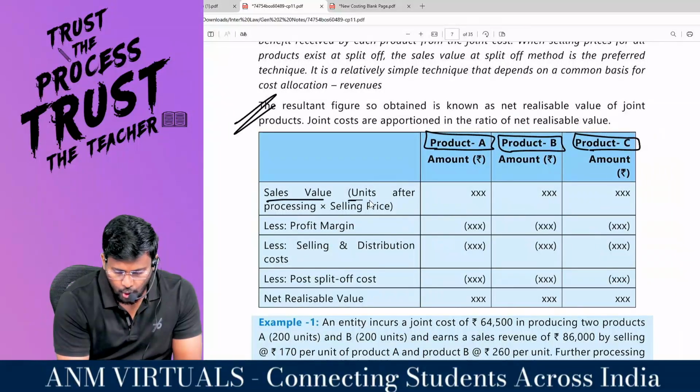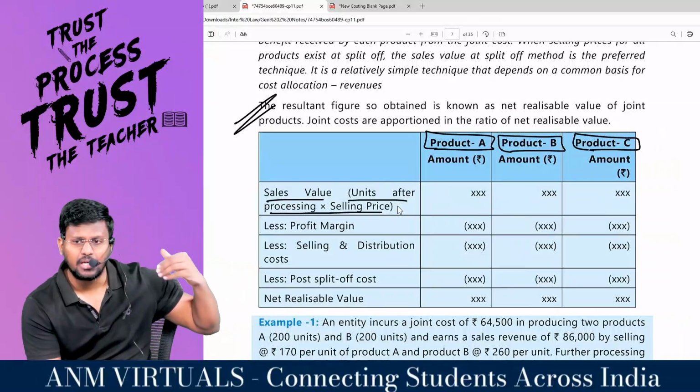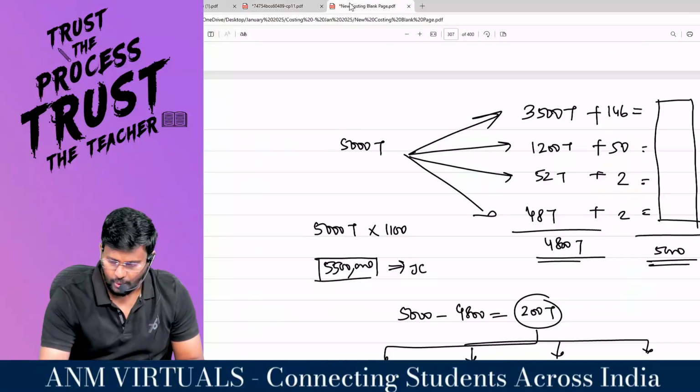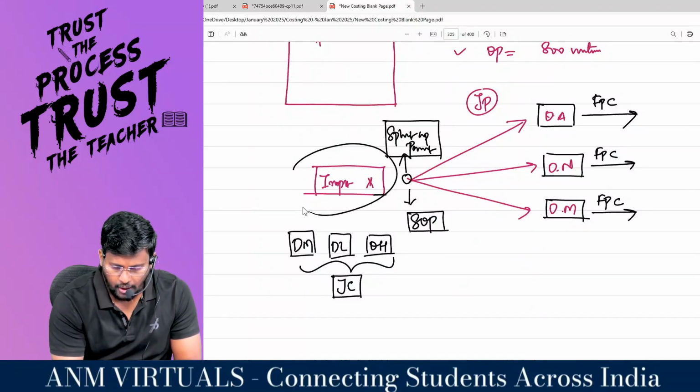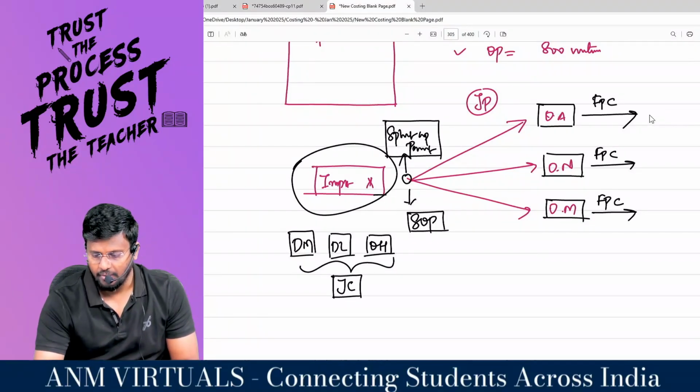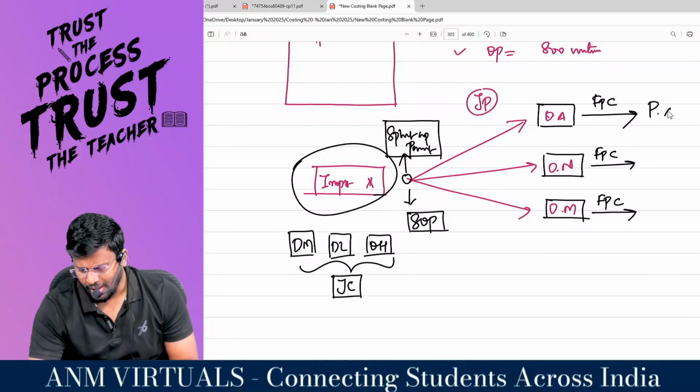Sale value per unit after processing, that is the selling price. Now look here, man. This is what I said with regard to joint product, by-product. I spend the joint cost, so three products come out. I will be doing what, man? Further processing. Then I will get product A, product B and product C.